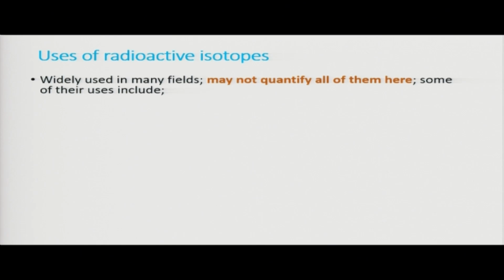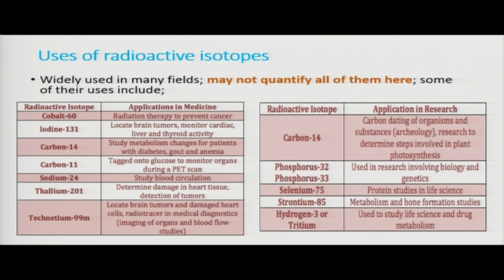The reality remains at this stage, we've all heard of X-rays or X-ray machines in hospitals. So when we're talking of X-rays, then of course we mean the radiation from radioactive isotopes. There are many, many uses. We may not write all of them or quantify them, but there are many. We are going to put them in different groups: applications in medicine, applications in research, and applications in industries, and so on.